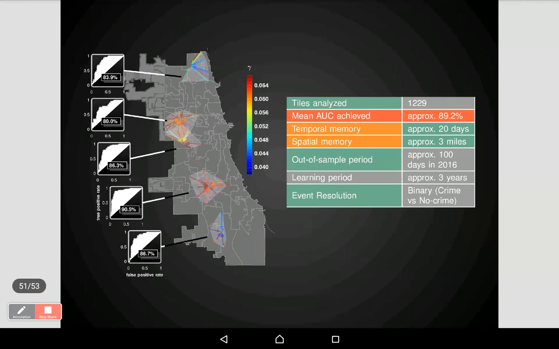And there are other things we can infer. Just like for California, where we inferred the influenced neighborhood, we can also find influenced neighborhoods in this case, and that is very instructive for how these neighborhoods move around or change as you move your point of interest around the city. You see some details of the computation carried out. Tiles analyzed: about 1,200. Temporal memory is roughly 20 days, and spatial memory is 3 miles. These things were inferred from our network. It's interesting that you don't have across-the-city effective links for criminal infractions.